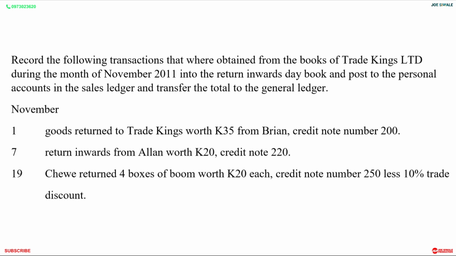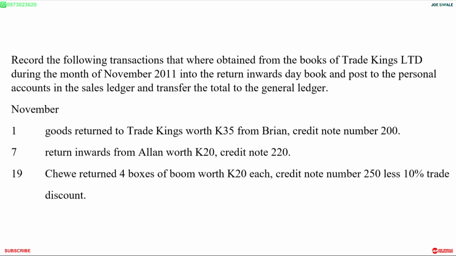So we have the month of November. We have 1st November, goods returned to Trade Kings worth 35 kwacha from Brian, credit note number 200. Then on the 7th of November, returns inwards from Alan worth 20 kwacha, credit note 220.